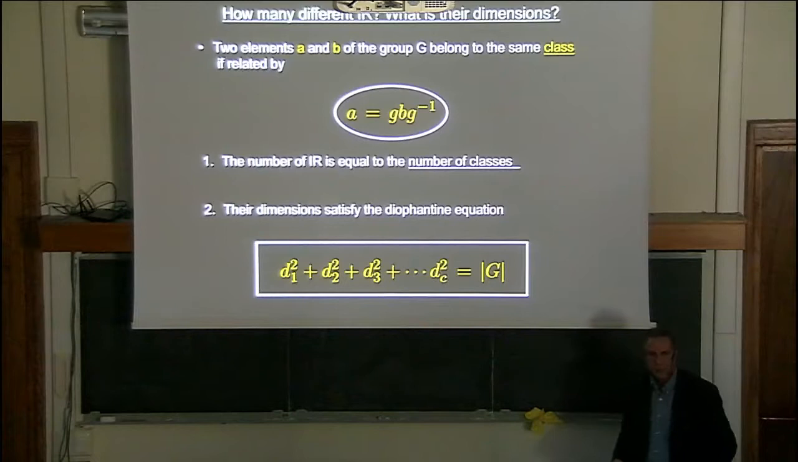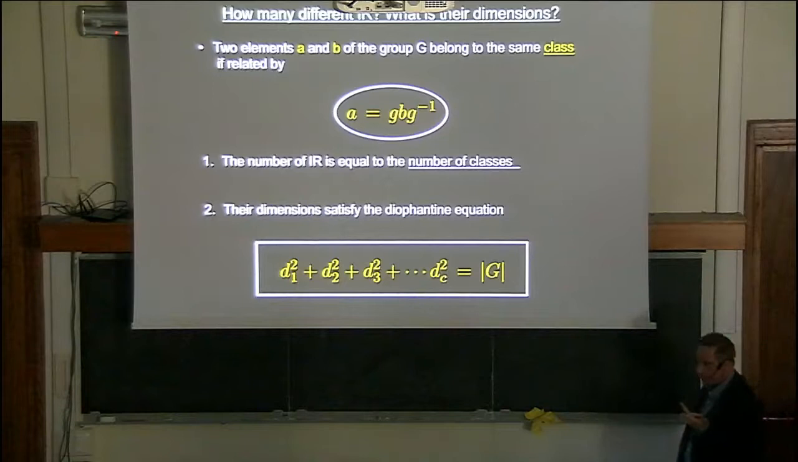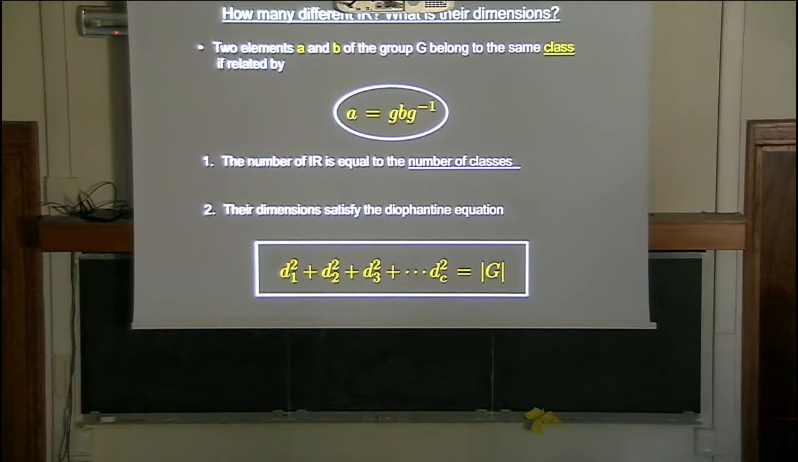S3 has order 3 factorial, which is 6, and 3 classes, and 1 plus 1 plus 2 squared makes 6. Okay? So you know that S3 will have 3 irreducible representations: two 1-dimensional and one 2-dimensional. Okay? End of the story.